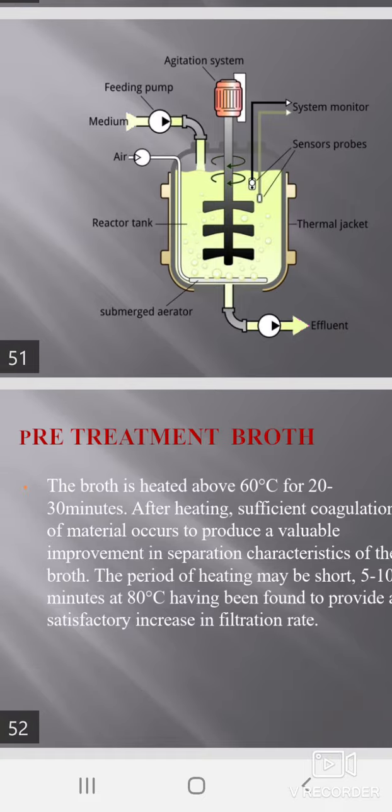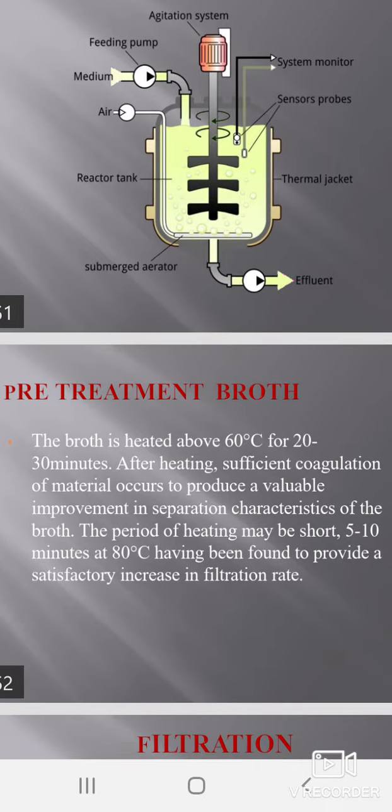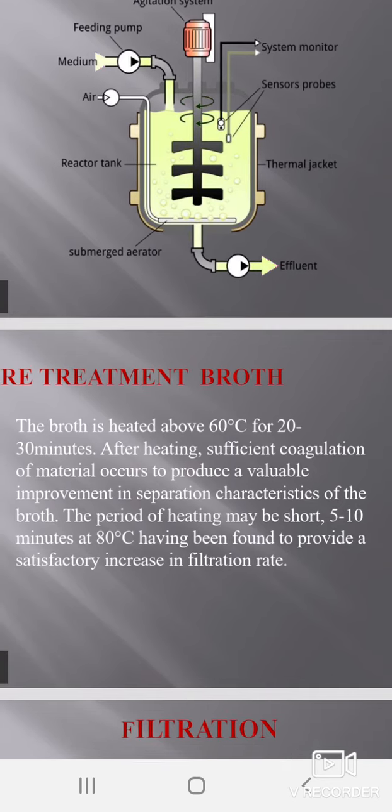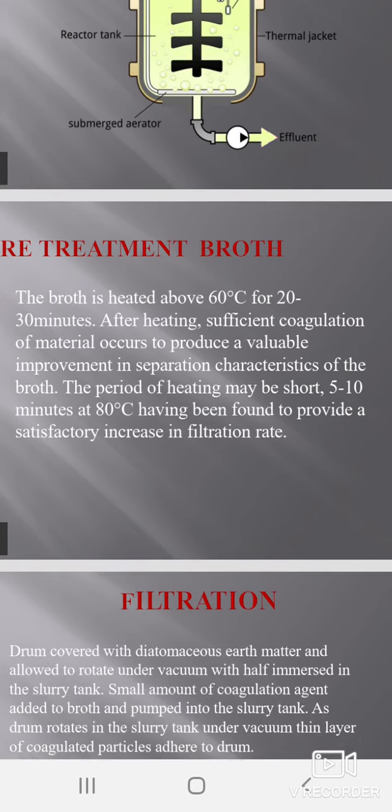Next, pre-treatment of broth. The broth is heated above 60 degrees for 20 to 30 minutes. After heating, sufficient coagulation of material occurs to produce a valuable improvement in the separation characteristics of the broth. The period of heating may be short, 5 to 10 minutes at 80 degrees Celsius having been found to provide a satisfactory increase in filtration rate.